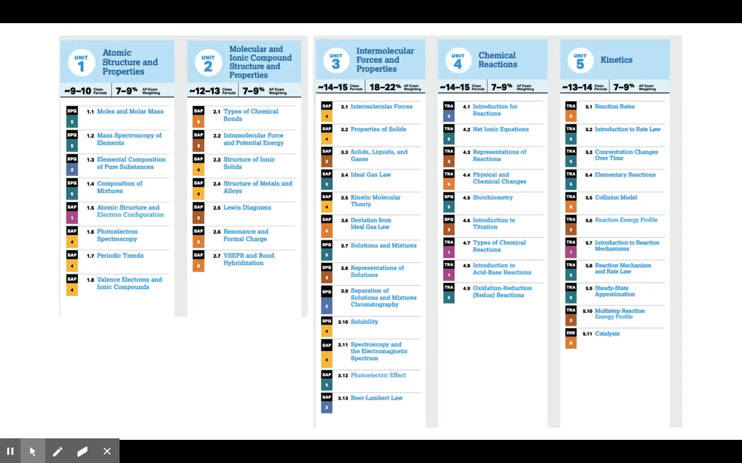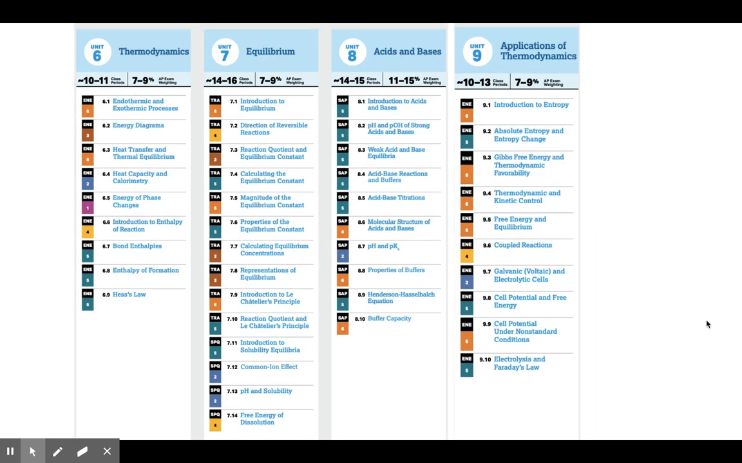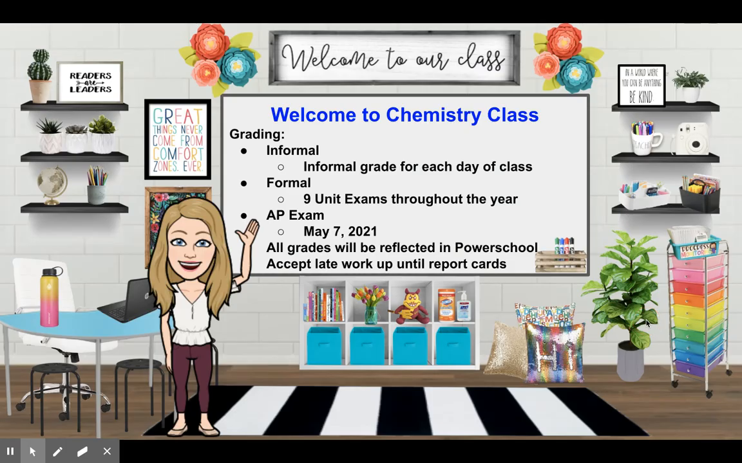Very proud of them. We're going to be starting molecular and ionic compound structures and properties this week, moving into intermolecular forces and properties, then into chemical reactions and kinetics. And then we're going to round out the end of this year with thermodynamics, equilibrium, acids and bases, and then applications of thermodynamics. So we have a lot to cover in the next, how many months? I don't even know how many months until May. But we have a lot to cover, totally doable. They are absolutely capable of doing amazing. I'm excited to see their growth throughout this year. But as I said, we have those 9 units throughout this year.